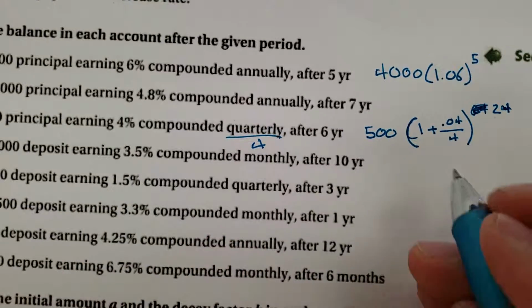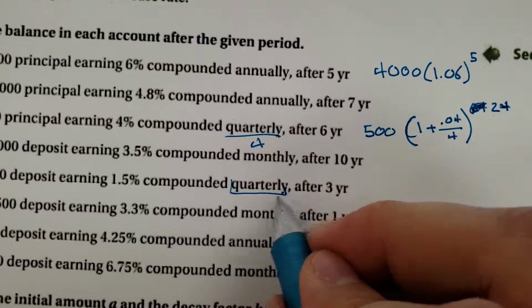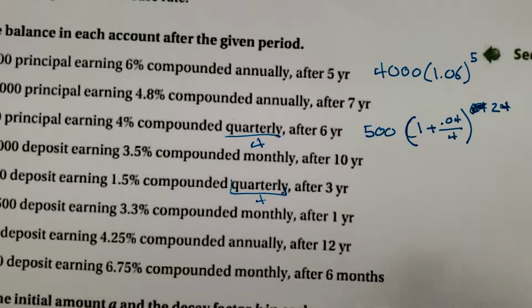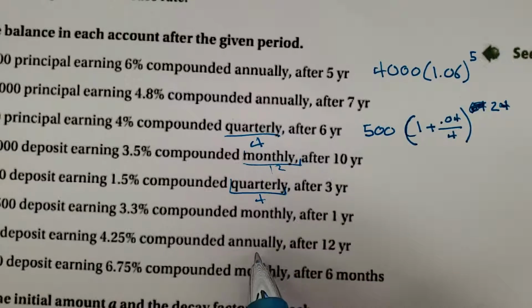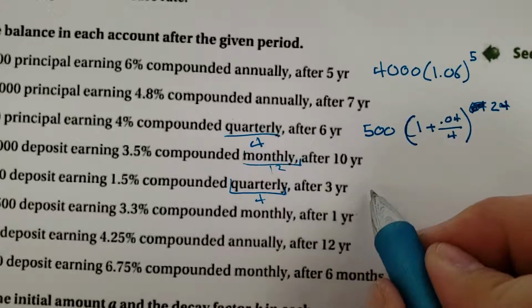Okay, number 19, basically the same one. Quarterly, okay, 4 times. Monthly, that would be 12 times. Annually, once. Okay. Number 19, I'm going to set it up here.